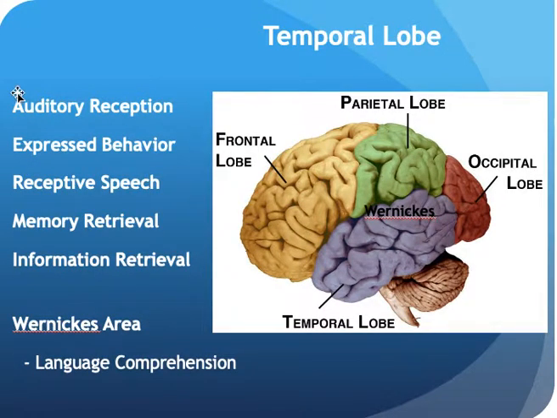Okay, so temporal lobe, this is an easy one because it's right by your ears. This one was always an easier one to remember. It's auditory reception, expressed behavior, receptive speech, memory retrieval, information retrieval, and I get another area, which is Wernicke's area, and again, it's going to be language comprehension. Okay, so that's my temporal lobe on the side.